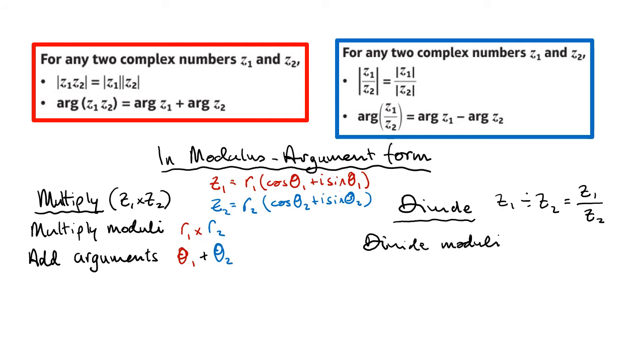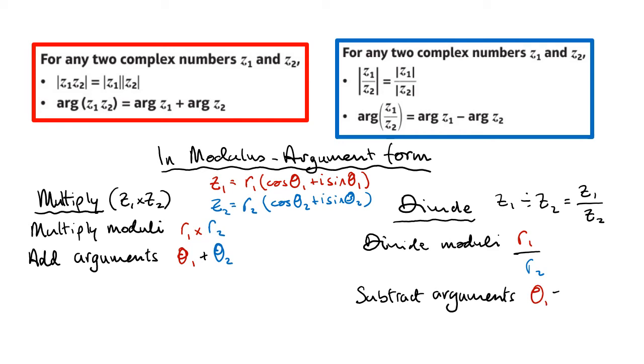Moduli is just pure for modulus, so we don't say modulus is. We do R1 divided by R2, and the arguments, well, we just subtract the arguments, so that's going to be theta 1 minus theta 2.